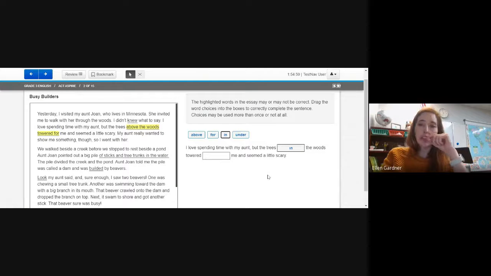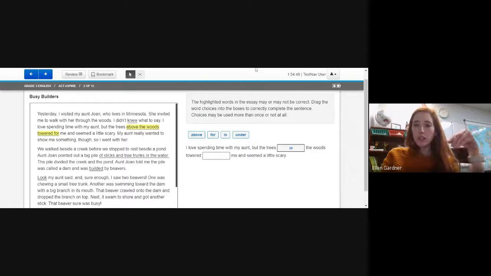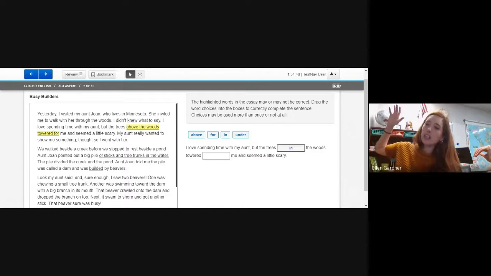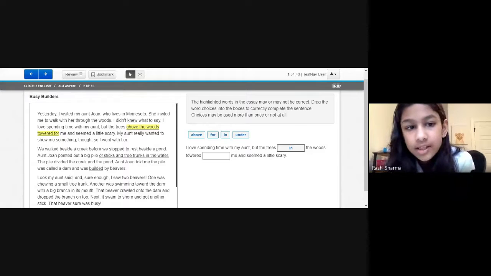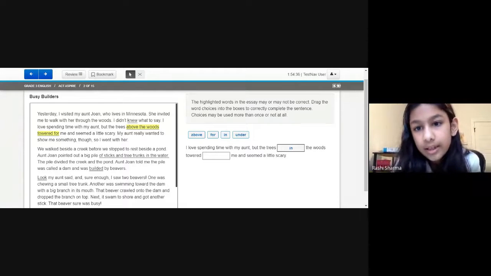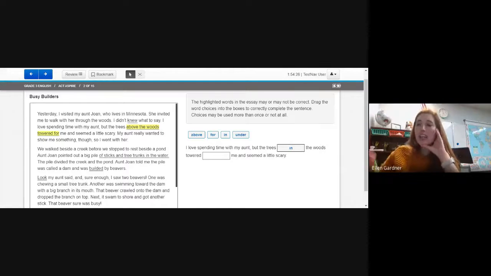Now, but towered blank me and seemed a little scary. Do you know what towered means? No. Rashi, can you help out with that one? It means it's like a tree above you. Like it's really high and the leaves are towering above you, and that's the answer actually. Above. Yeah. Very good. So towering means it's so tall. And that verb, towered, means it's like way above you. So above makes the most sense there.